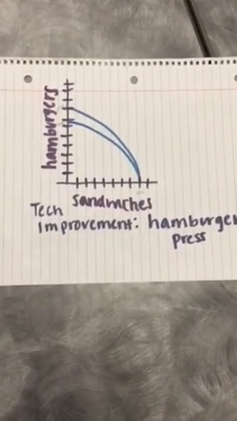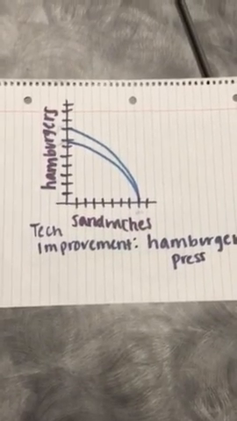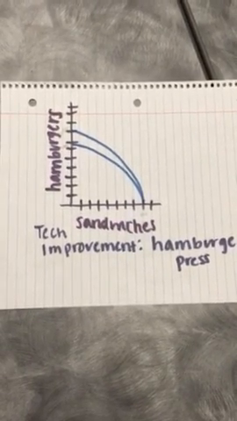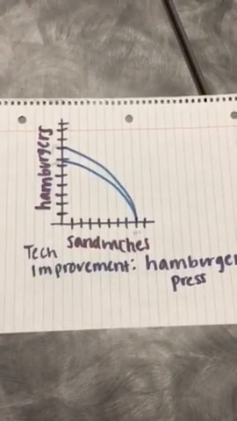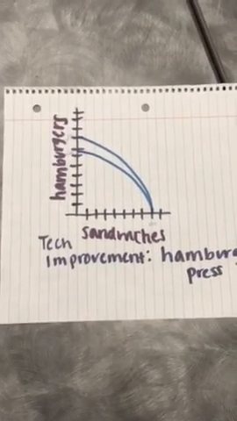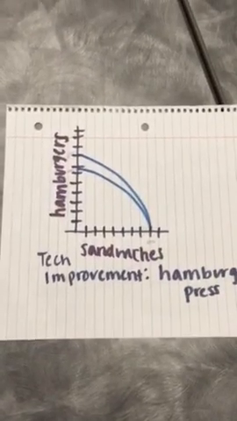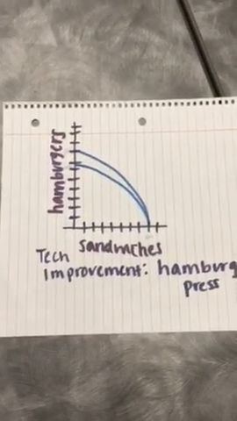So, represented by the graph, if I don't do the tech improvement, I would be making 160 hamburgers and 200 sandwiches in 8 hours. But with the press, I can make 200 hamburgers and 200 sandwiches, which overall will increase the number of hamburgers and sandwiches I can make in 8 hours.